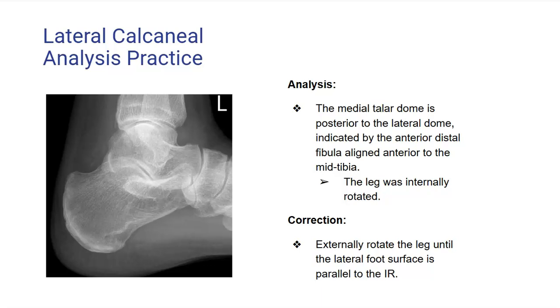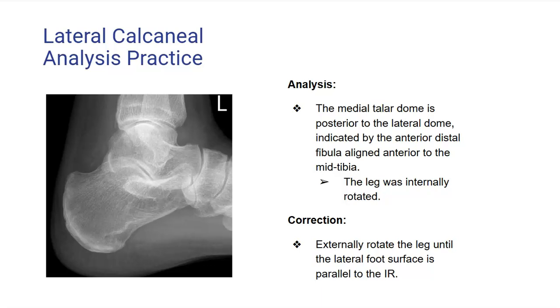In this lateral calcaneus projection, we see that the medial talar dome appears posterior to the lateral talar dome. This is indicated by the anterior distal fibula aligning anterior to the mid-tibia. These findings suggest that the leg was internally rotated during positioning.